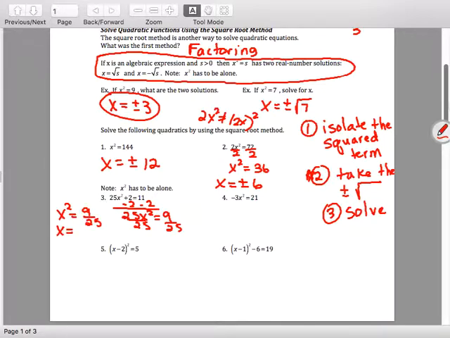If it helps, guys, put plus or minus and do the square root symbol. If you can do it mentally when they're perfect squares, terrific. If you need the extra step, do the extra step. Oh my goodness. All right, number 4. Negative 3x squared equals 21. So I'm going to divide by negative 3.